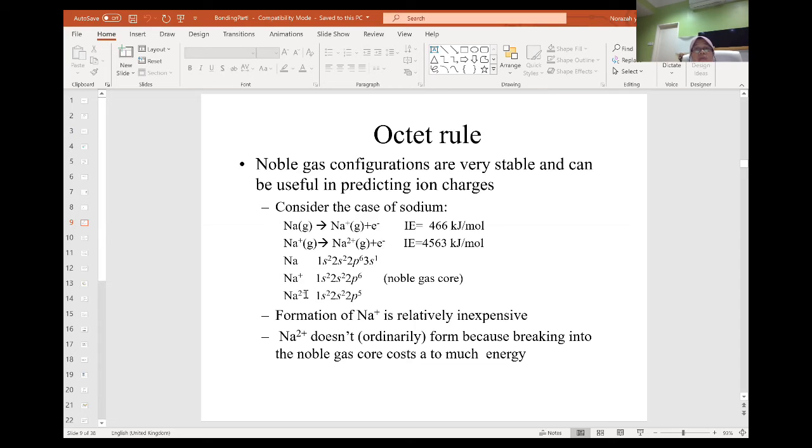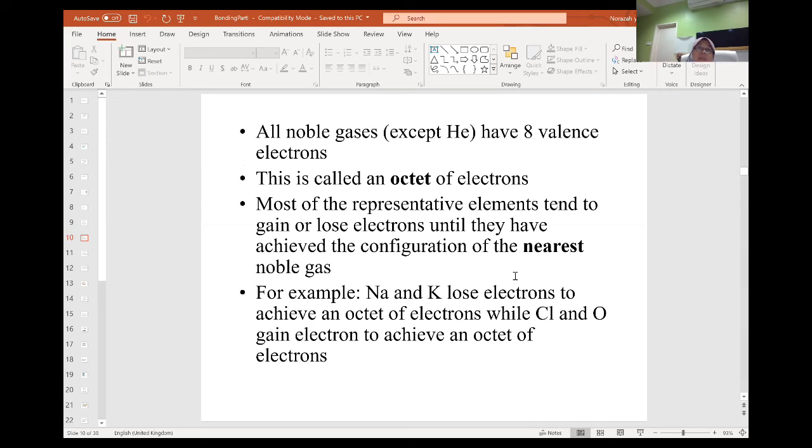So let's say if we remove another electron from sodium, you can see that it is 2 plus, and the outermost electron, the valence electron now is 7, which is not stable according to octet rule. So the ultimate aim is to achieve octet number of electrons for the valence electron.